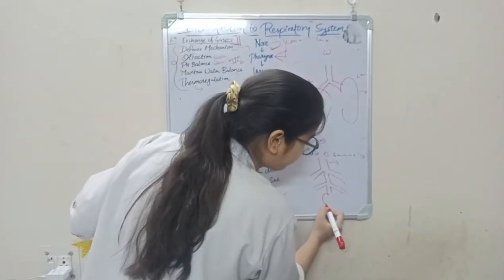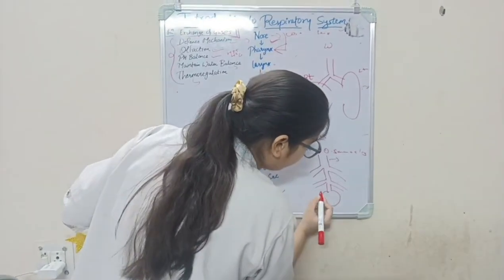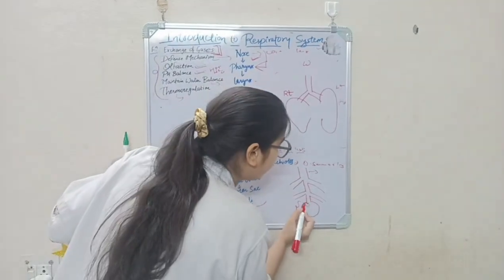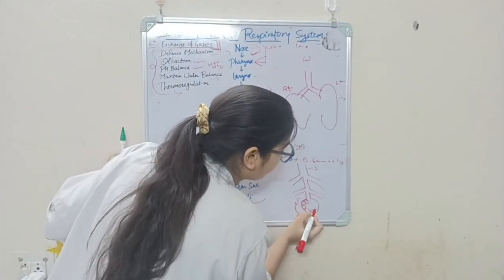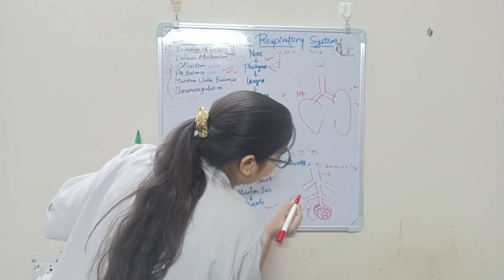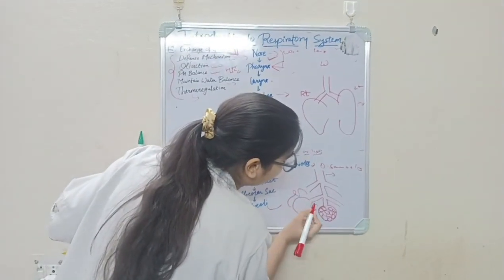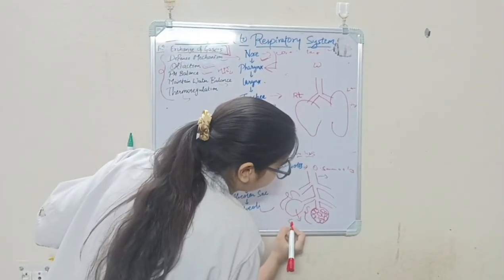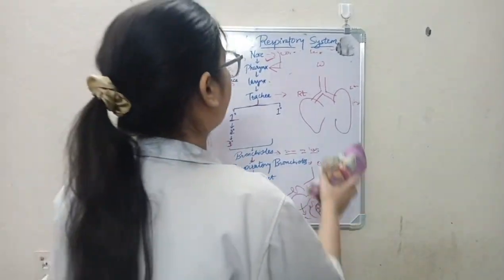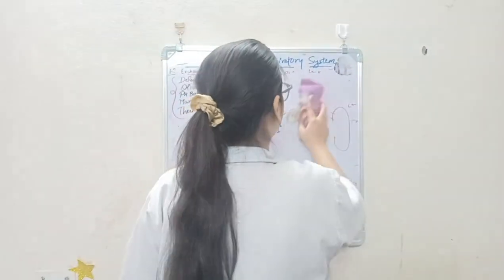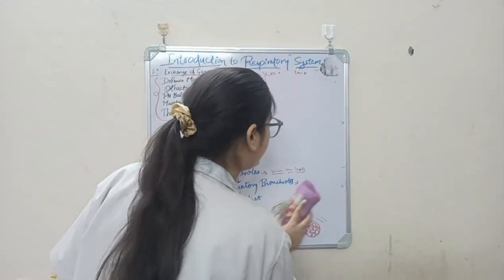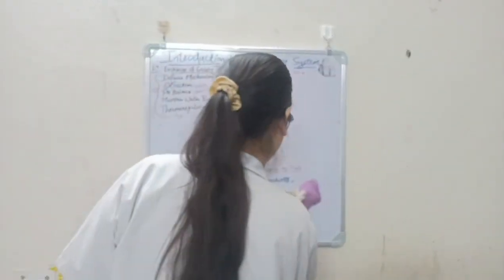Alveolar duct will open into the alveolar sac, and it contains millions of the alveoli like this, and the space which is present inside the alveolar sac is known as antrum. And then alveoli is made up of two types of cells. Like two types of layers will be there. First is the squamous epithelium layer, and the second layer will be the cuboidal.